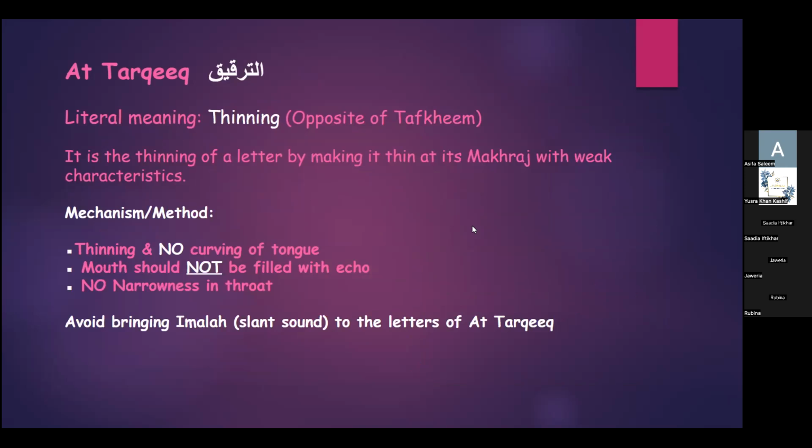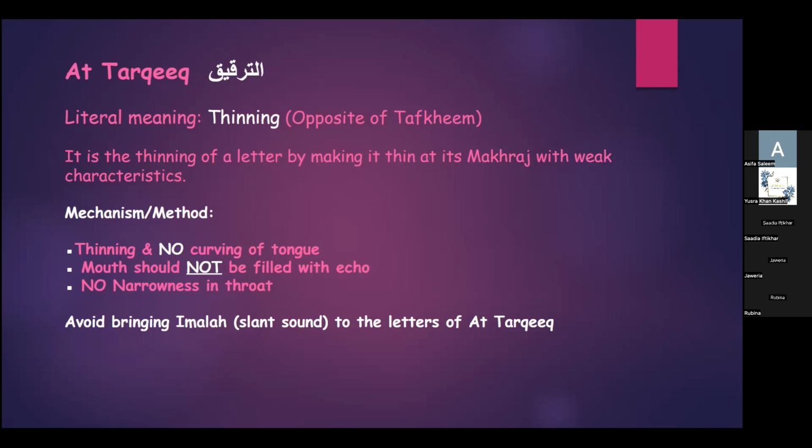Okay, opposite to Tafkheem is Tarqeeq, and we understand that the Tafkheem meant thickness, fattening, heaviness, and opposite to that, Tarqeeq means thinning, lightness. It is the thinning of a letter by making it thin at its makhraj with weak characteristics. And we know, since it's opposite to Tafkheem, therefore the tongue will not be curved, it will not be concaved. We curve the tongue only to bring an echo to the sound. Since the tongue would be lowered, it will be flat. There will not be an elevation of the tongue towards the soft palate.